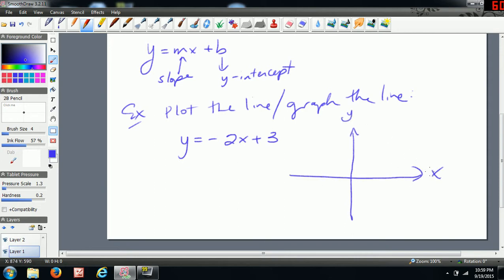Here's your y-axis and this is your x-axis. So now we can start off with a number of things. We know that the y-intercept is 3. So that means that the line crosses the y-axis when x equals 0 at 3. So we're going to put a point here.